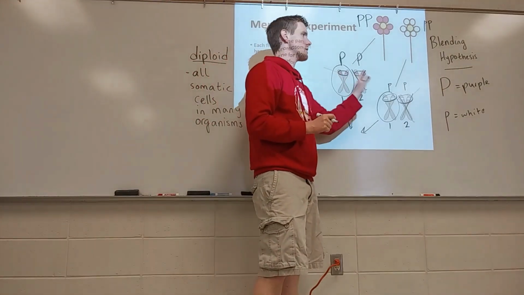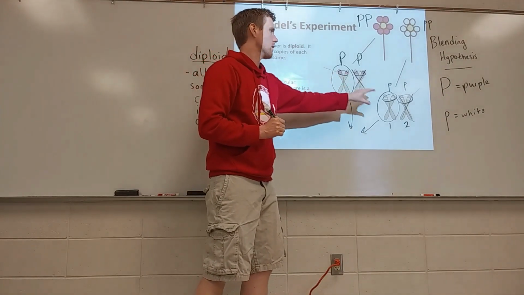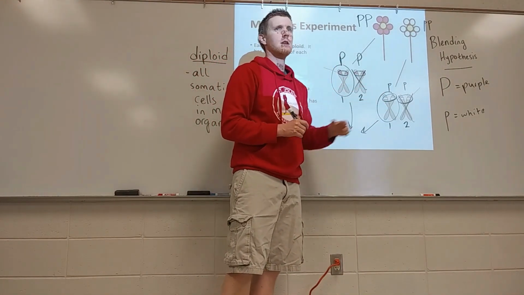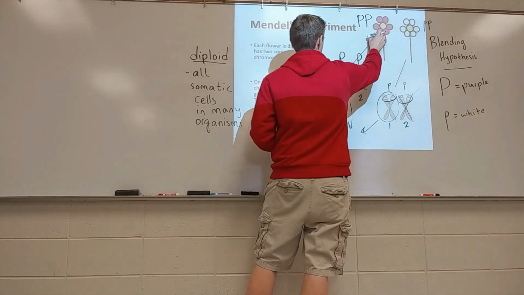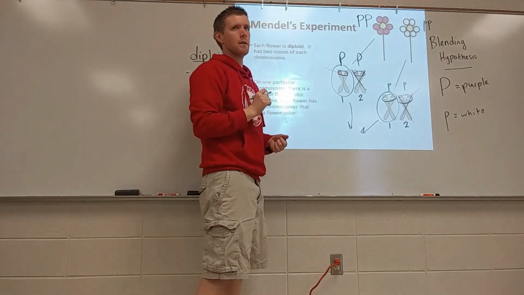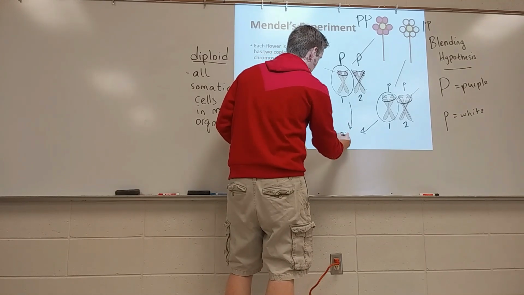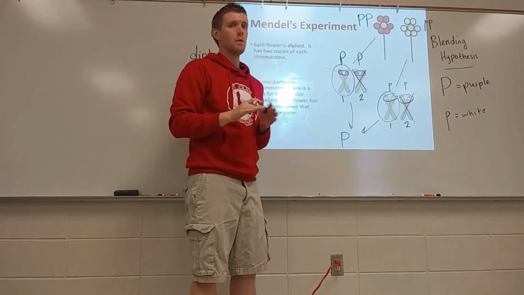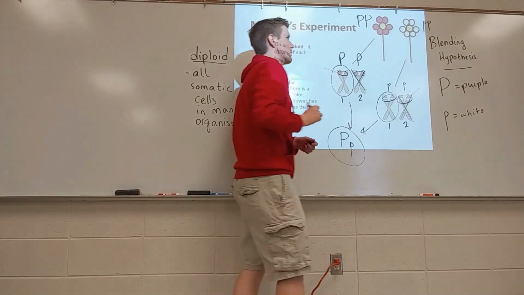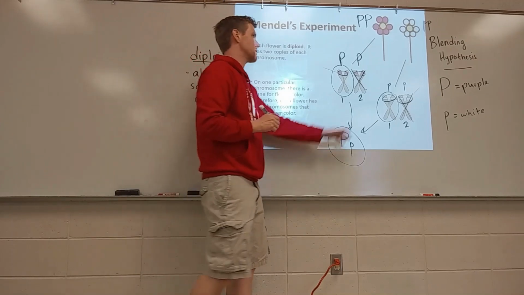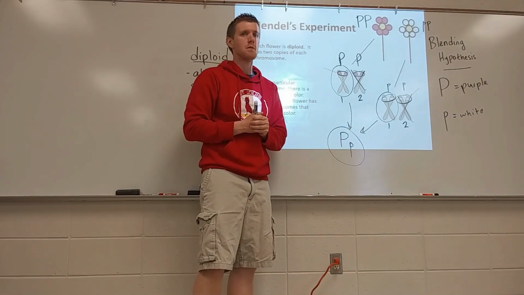And which one gets passed on? Random chance. The offspring then are going to get one of each letter from each parent. From the big P, purple parent, sorry, it's going to get a copy of the purple gene. That's all that that parent can give. The white flower, the only gene it can pass on is the lowercase p, which means all of the offspring produced by this union will have one copy of each type of gene.